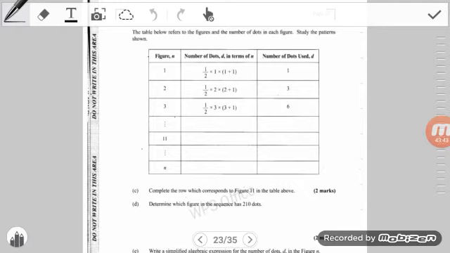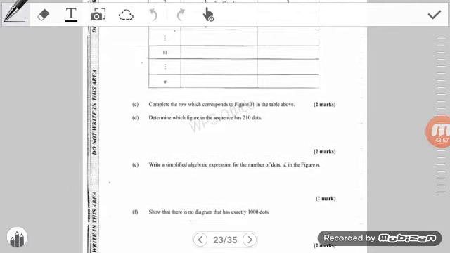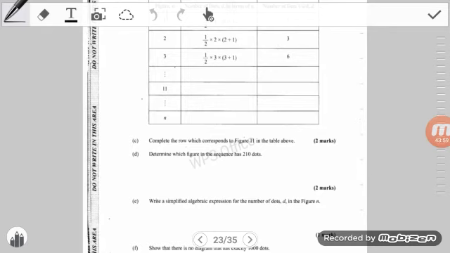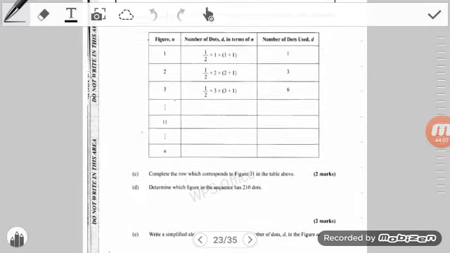Alright, so there's an empty space here, and there's an empty space here. My assumption, without even looking at the question, is that they're going to tell us to work out here and here and here. So let's see. We don't want to do what is not asked of us. We just want to do what is required. So part C here is that we're to complete the row which corresponds to figure 11 in the table above. Alright, so we need the formula to go here.